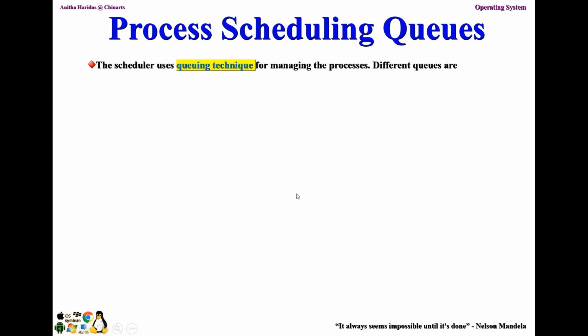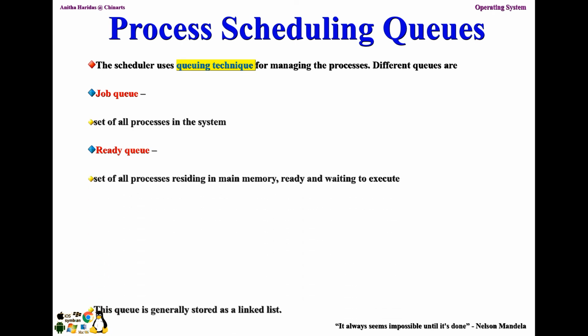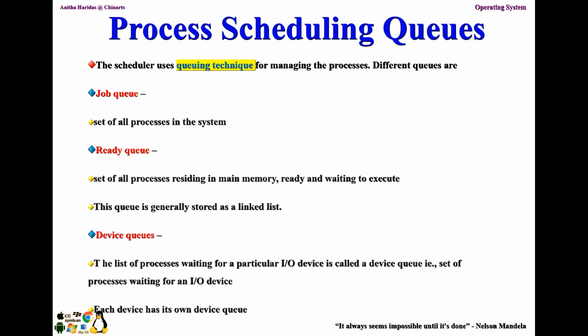Now let us see what are the different queues available for scheduling. We have a job queue, we have a ready queue, and we have a device queue also. These are the three different queues which will be used by the scheduler for managing all the processes. So let us see what a job queue is. The job queue will contain all the processes available in the system. You might have initiated lots of background processes and lots of foreground processes. In the example, you have opened a web browser, a media player, and your word processor. All these processes will be available in the job queue because they are all initiated by your system.